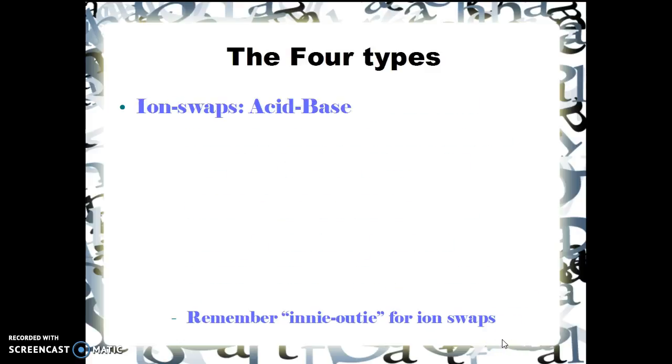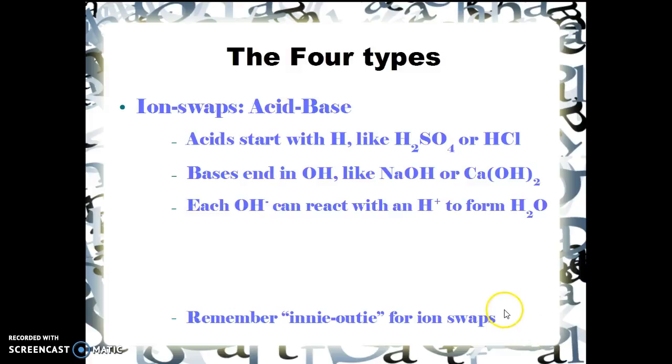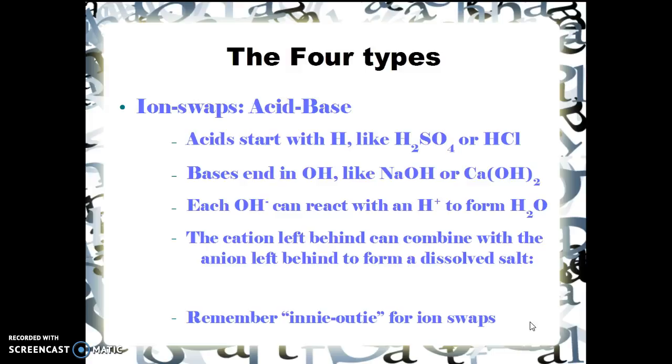Ion swaps are the fourth type of reaction. And remember, when we do an ion swap, there's kind of an inny-outy going on. We're swapping cations and anions. Acids will start with an H. We know sulfuric acid, H2SO4, hydrochloric acid, HCl. Bases generally end in OH, like sodium hydroxide or calcium hydroxide. Each hydroxide, here in the base, can react with a hydrogen ion from the acid to form water. The cation left behind can combine with the anion left behind to form a dissolved salt.